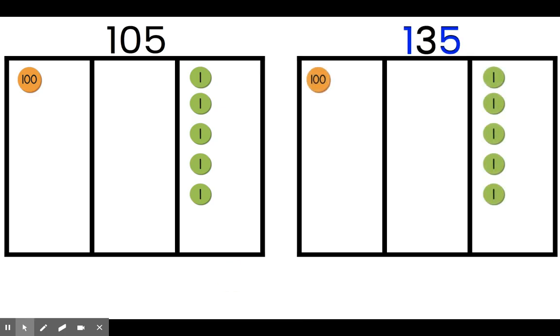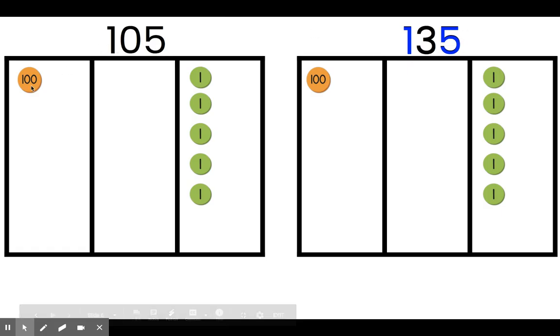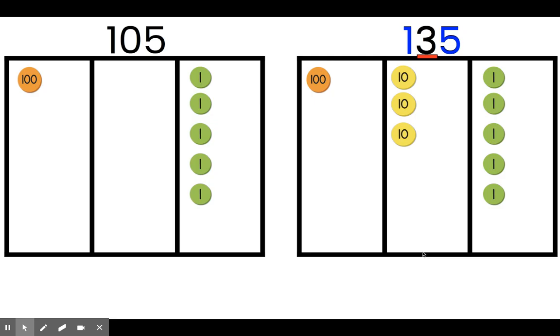Let's look at 135. You may have noticed that there are some similarities. In 105, we had 5 ones. In 135, we also have 5 ones. There is a difference. Did you notice that 135 also had 3 tens? That's right. There are 3 tens in the number 135.